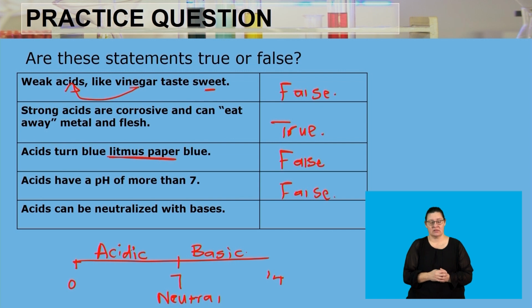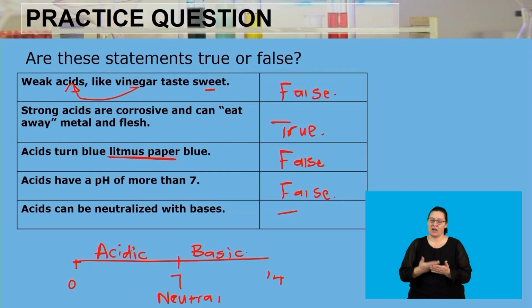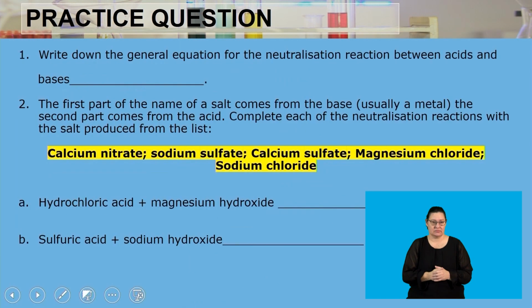And then the last one given to us says that acids can be neutralized with bases. We do know that when we are having a reaction between an acid and a base, that entire reaction is referred to as a neutralization reaction. So therefore, acids can be neutralized with bases. Same, the converse is true, that we can neutralize a base with an acid. So therefore, this statement is true. There we go.